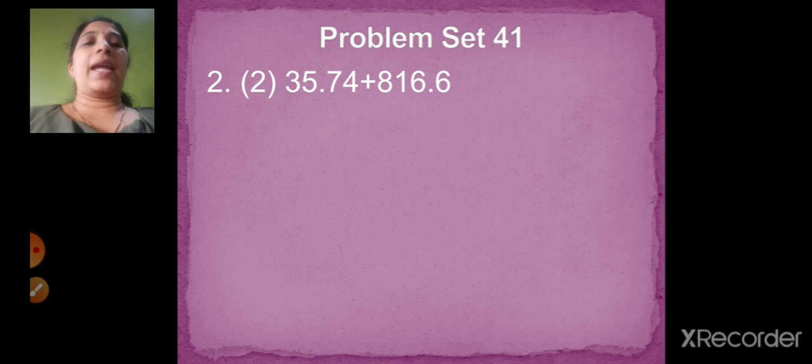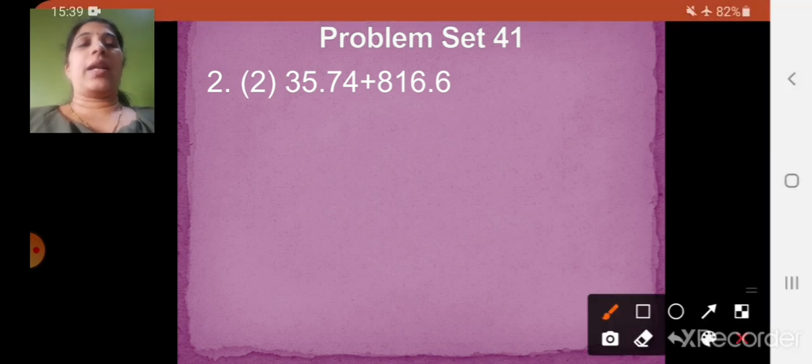35.74 plus 816.6. Now this is arranged horizontally, so we have to arrange it vertically. First you see which number we will take. Here it is a 2 digit number before the decimal point and here it is a 3 digit number before the decimal point.